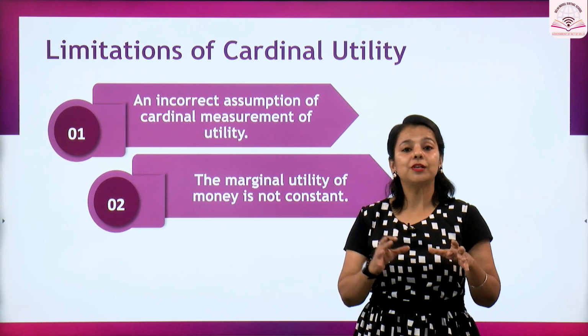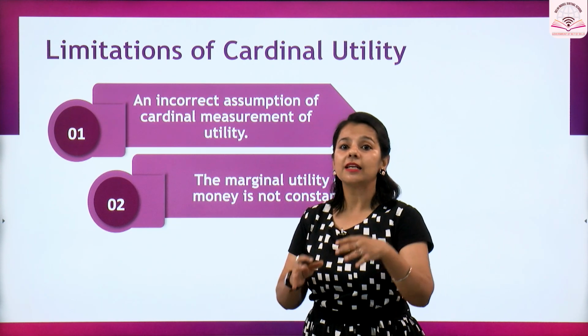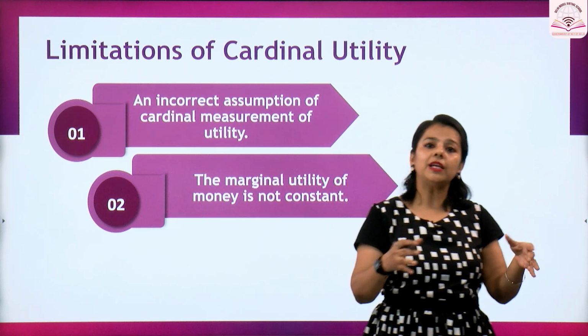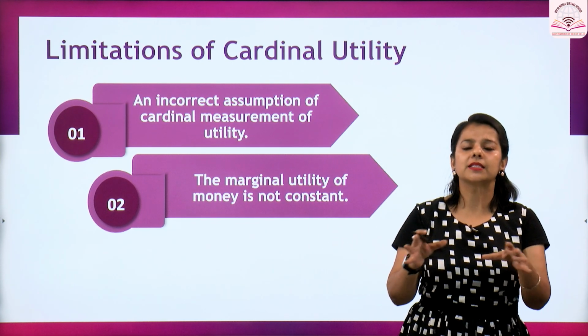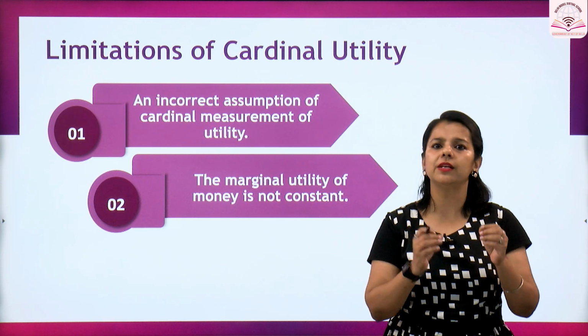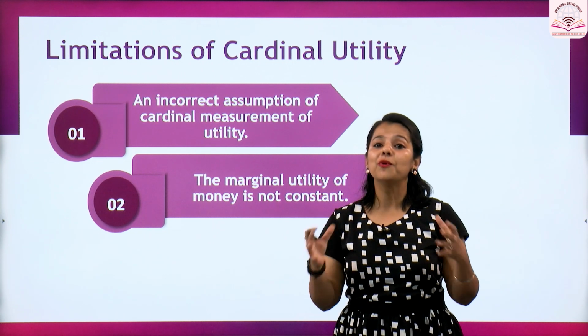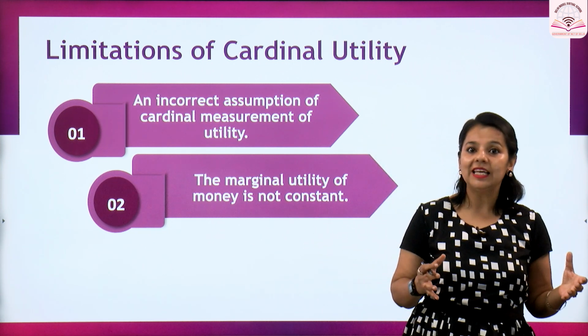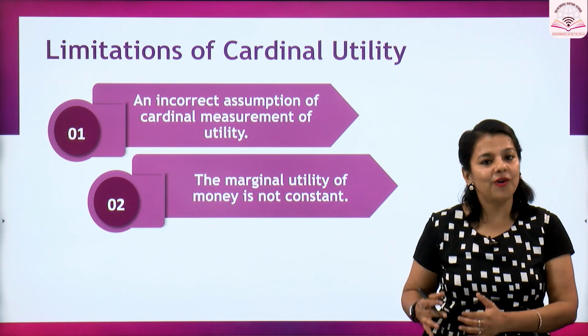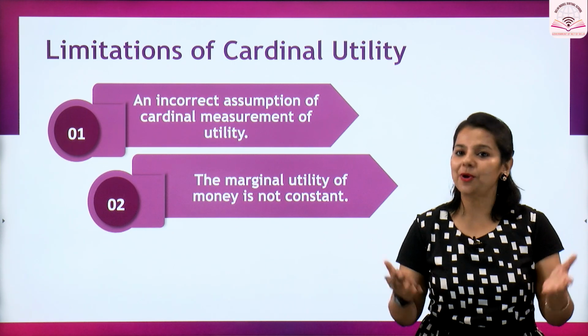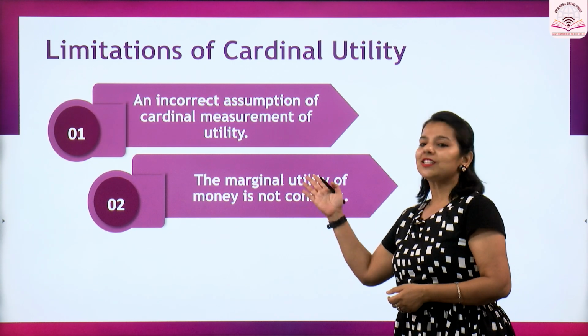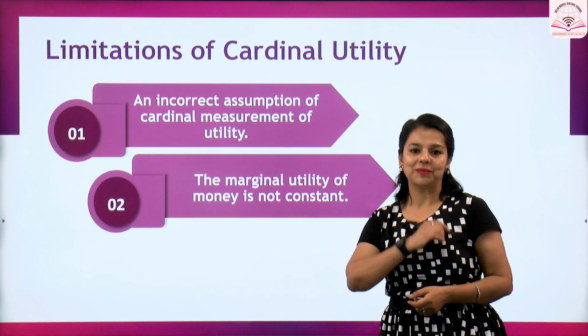In the cardinal utility analysis, they say that whether there is more amount of money or less amount of money, it doesn't matter, marginal utility will remain same. But in the real world, when we have more and more units of money, then marginal utility will fall because of the abundance. So again, this is not an appropriate assumption.